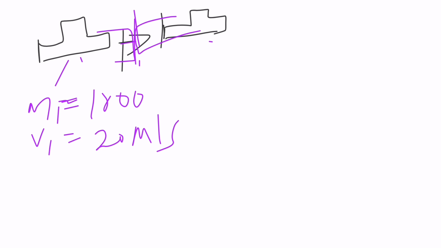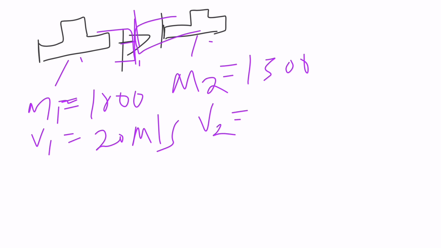Then you go to mass 2 for this car. So mass 2 is equal to what? The mass 2 is 15. Then v2 is equal to negative 10 meters per second. Now the question says, find the resultant velocity after collision.